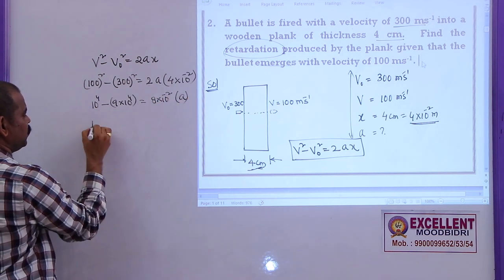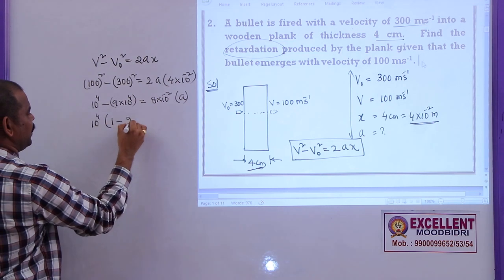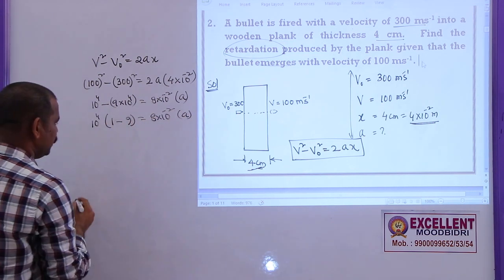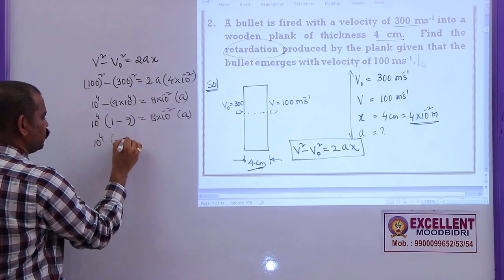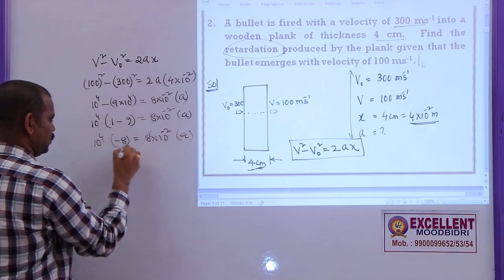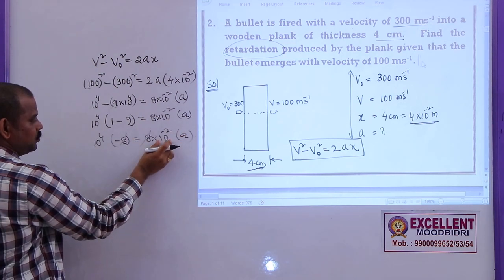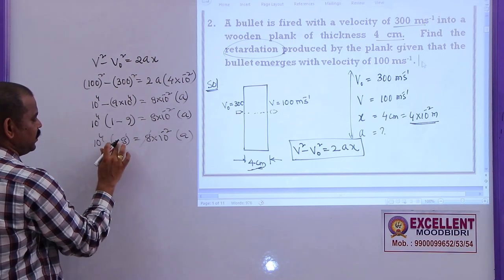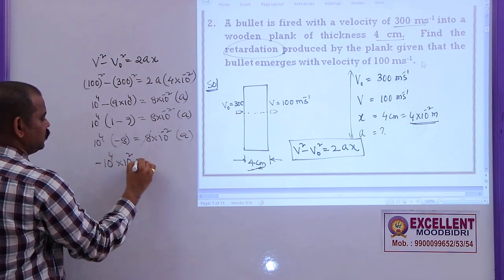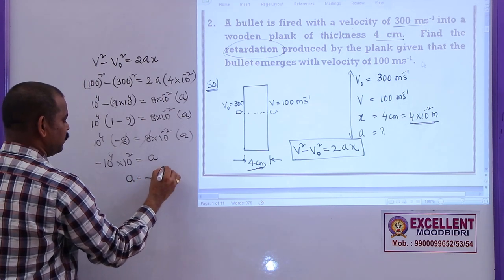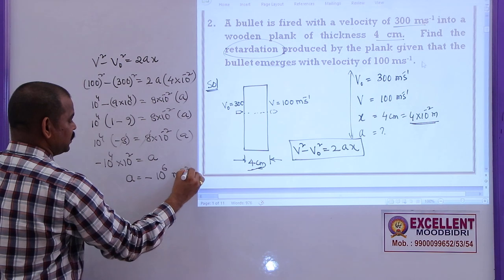Here, 10 power 4 is common, 1 minus 9 is equal to minus 8. So, this is 10 power 4 into minus 8 is equal to 8 into 10 power minus 2 into a. 8 gets cancelled. If 10 power minus 2 comes to this side, it will become 10 power plus 2. So, this is 10 power 4, already minus is there, into 10 power 2, is equal to acceleration. So, what is the acceleration here? Minus 10 power 6 meter per second square.